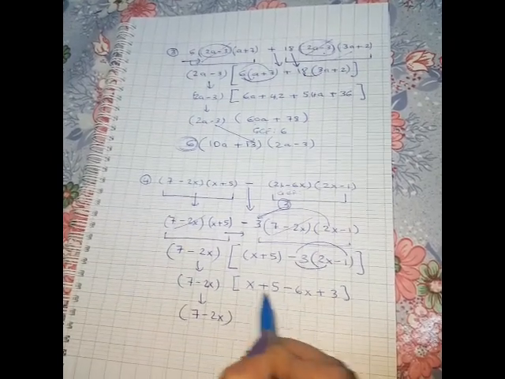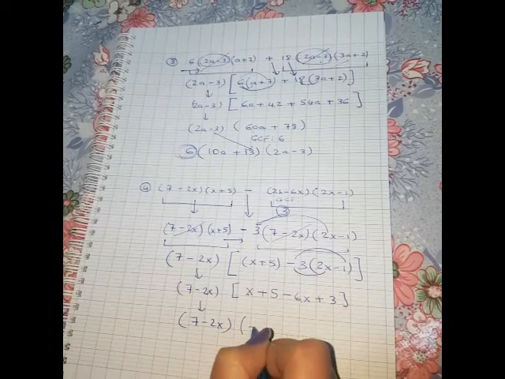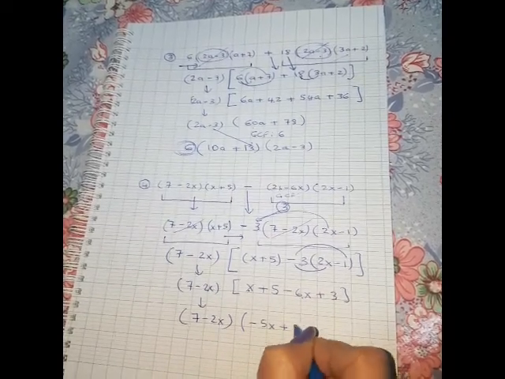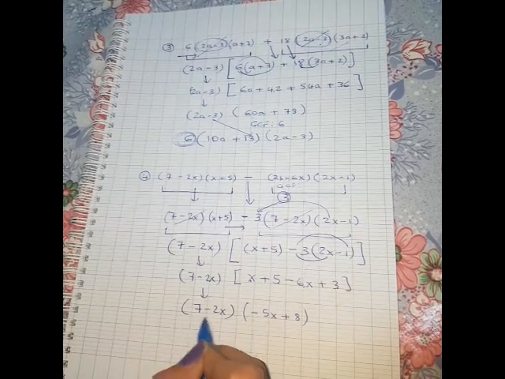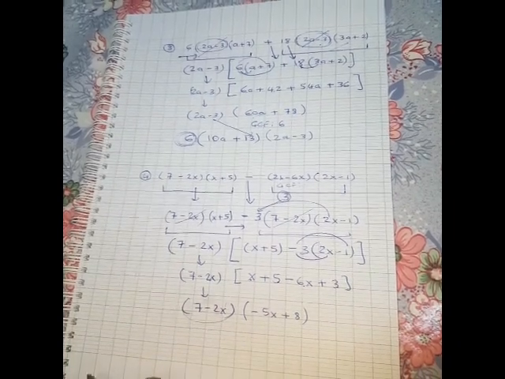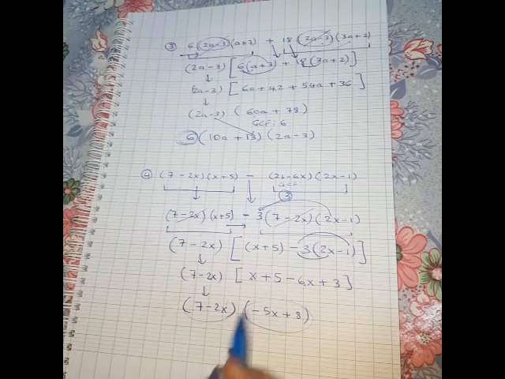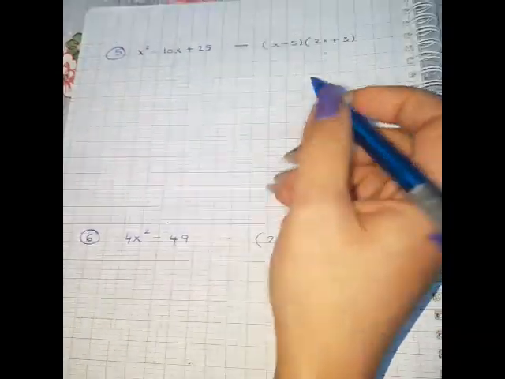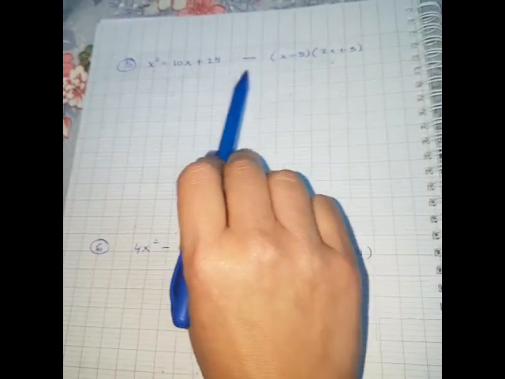And I look at what's common. X minus 6x is negative 5x, plus 5 plus 3 is a plus 8. Do I have any GCF in my first parenthesis? No, nothing. In the second parenthesis, nothing. So this is my final answer as it is. Alright, let's look at this example.